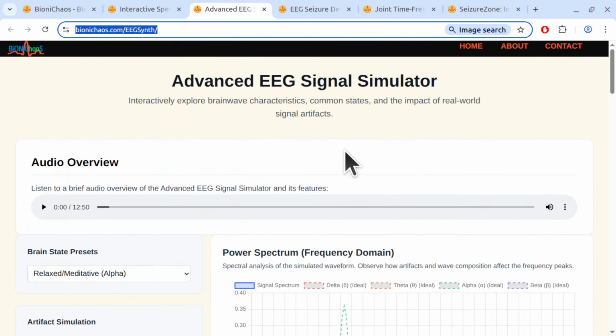What else have we got? We've got that advanced EEG signal generator. Obviously, you must have already checked it out. Everything we do is on BioniChaos.com. Go check it out. You can select your categories. We're currently looking at neurological, so EEG and neuro stuff.